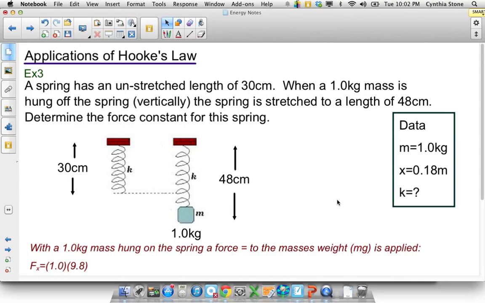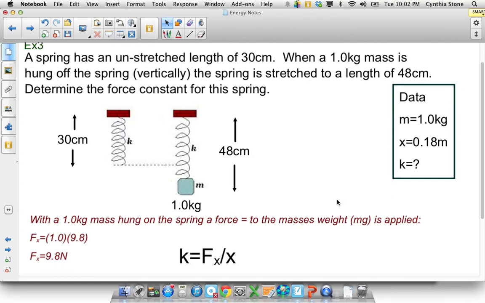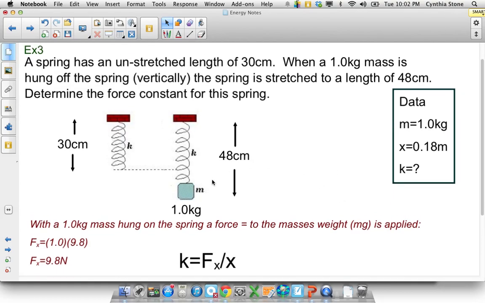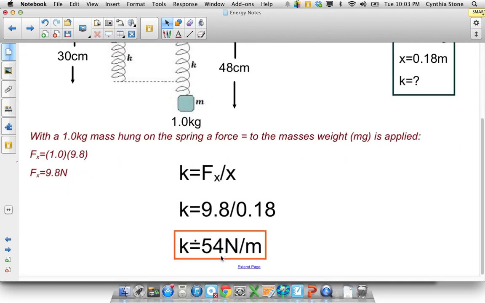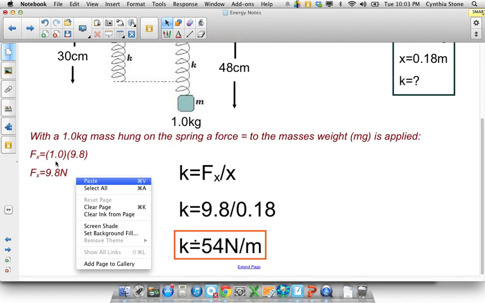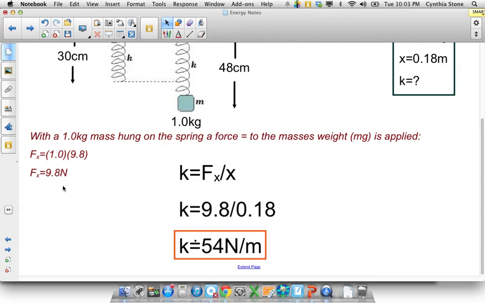Well, I guess something you have to know is that the force being applied to this is the force of gravity. The reason it's stretching is because of mg. So that's really my Fx. Okay? My force applied to it is 9.8 newtons, mg. So then I just sub in, and again, 54, like I say, typical numbers between 10 and 100, so that's a good number.